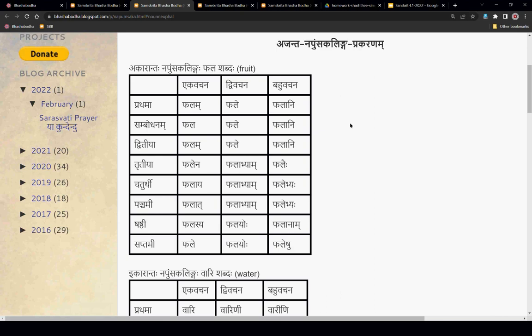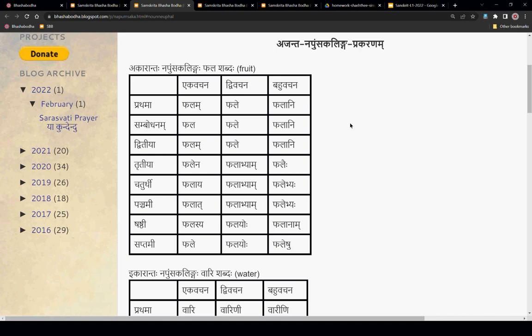Now, in the Napunsakalinga Akara, Ditiya Vibhakti has the same form as Prathama Vibhakti. In fact, all the Napunsakalinga words have Prathama and Ditiya Vibhakti in the same form. Phalam, phale, phalani, phalam, phale, phalani. Similarly, Pustakam becomes Pustakam, Pustake, Pustakani, Pustakam, Pustake, Pustakani. Ditiya has Pustakam, right?